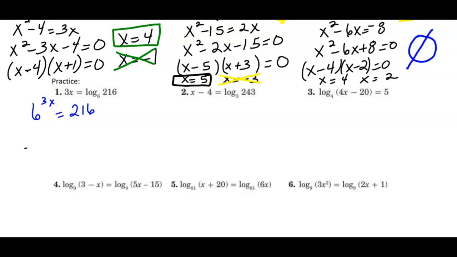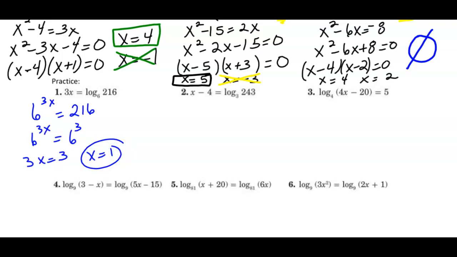Number 1, there's a single log in the equation, so we're going to put it into exponential form. So log base 6 of 216, so you're going to go 6 to the 3x equals 216. So now I have an exponential equation where I can write both sides in the same base. So I have 6 to the 3x equals 6 to the third. 3x equals 3. Therefore, x equals 1.